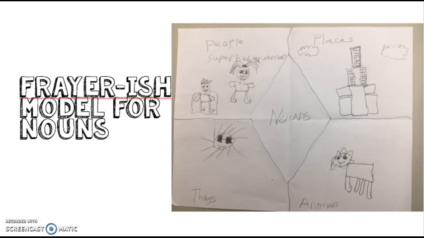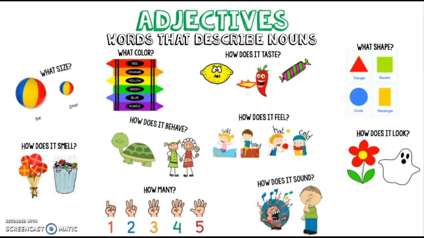So for this particular activity, I had them write the word nouns in the center, and then in each of the four quadrants, they wrote the four types of nouns, and then I had them draw a picture of each type, and some of the kids were able to label them as well. It just kind of depends on your kids and what they're capable of. So, yeah, okay. So next day you will talk about adjectives.